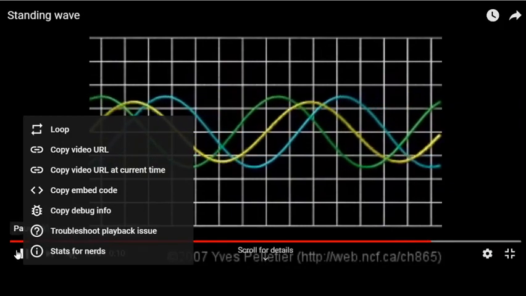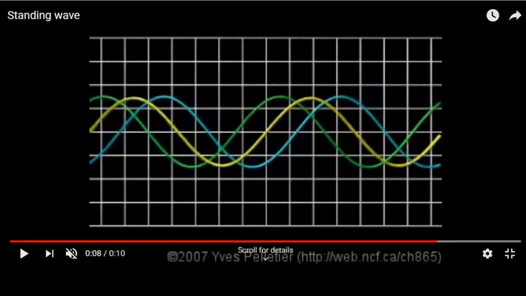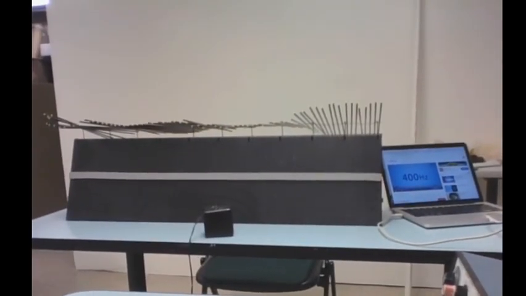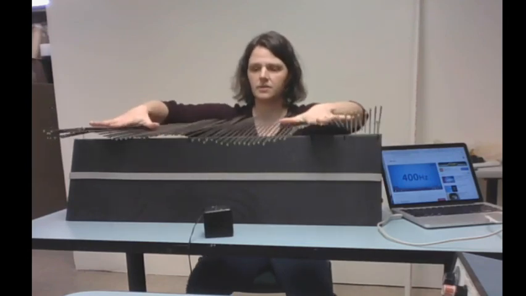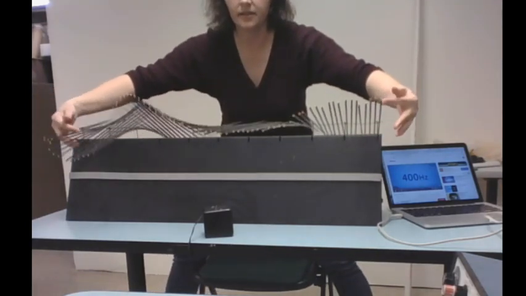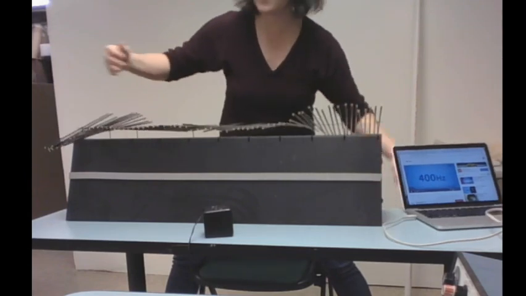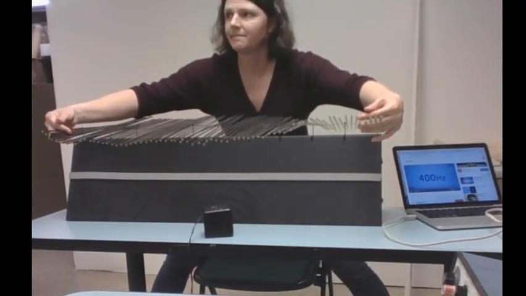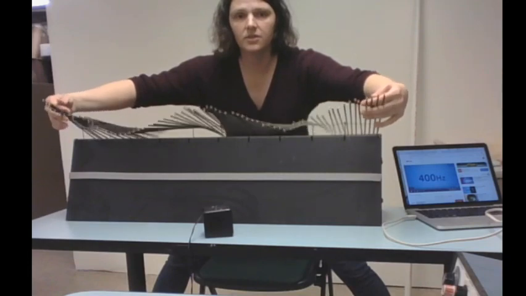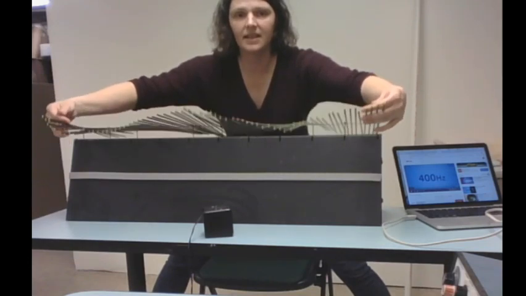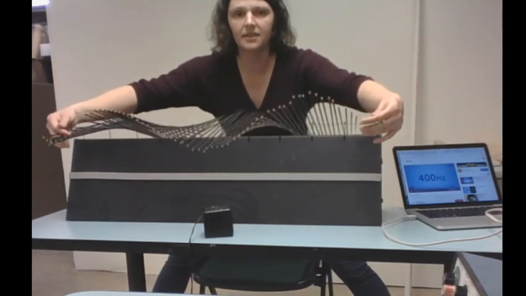So let's try to get the torsion wave oscillator up so we can see this happening in real time. Move it a little bit closer. So what I can do here is send a wave, and it just passes back and forth like that. But if I send waves on both sides, then you will see that the wave goes up and down like this. And these two waves are passing together, but they're making a standing wave pattern. It looks like nothing is moving.